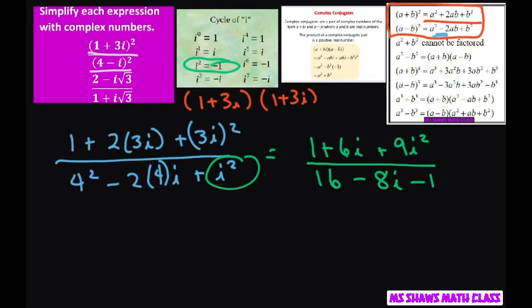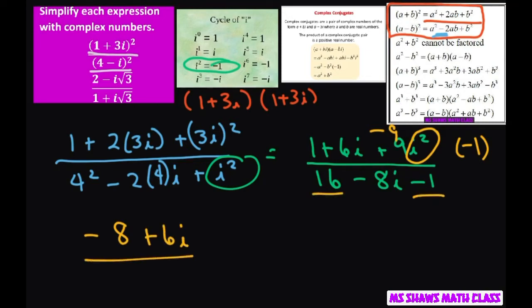Now let's just look at this real quick. This is going to be negative 1. So we're going to have a negative 9 there. So 1 minus 9 is negative 8 plus 6i. And the denominator, you're going to have 15 minus 8i.